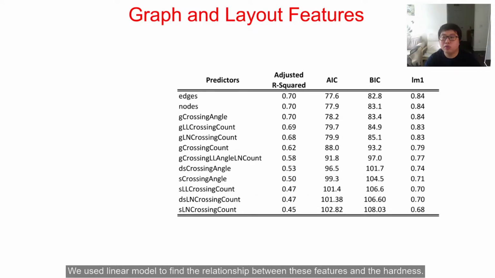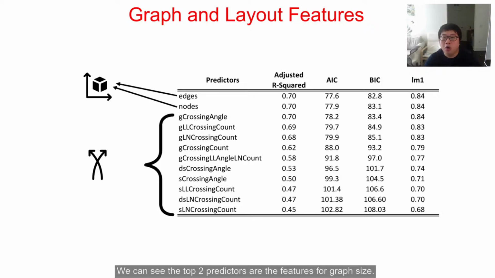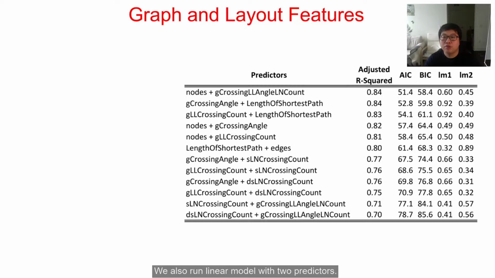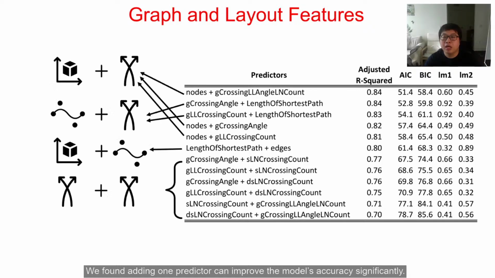We use the linear model to find the relationships between these features and the hardness. Here we demonstrate the top 12 models with just one predictor. We can see the top 2 predictors are the features for graph size, and the later 10 predictors are features for crossings. We also ran linear models with 2 predictors. We found adding one predictor can improve the model's accuracy significantly. The top model was a combination of size plus crossing and shortest path plus crossing. We also ran models with 3 predictors. However, there is no significant improvement in model accuracy.